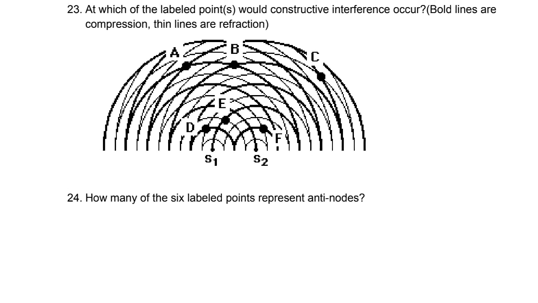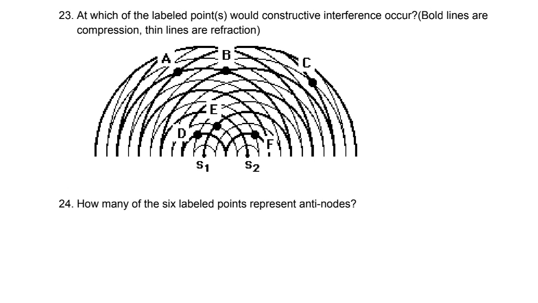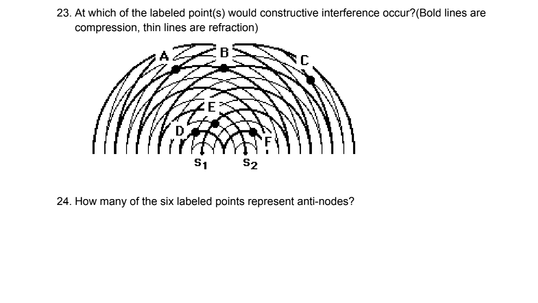All right, so looking at this, at which points would constructive interference occur? So constructive interference is where you have like two wave crests making an even bigger wave. So we're looking for where either two bold lines or two thin lines overlap. And it looks like that happens at A, B, not C, not D, not E, and not F. So I think it's just A and B. Everywhere else, I see destructive interference.